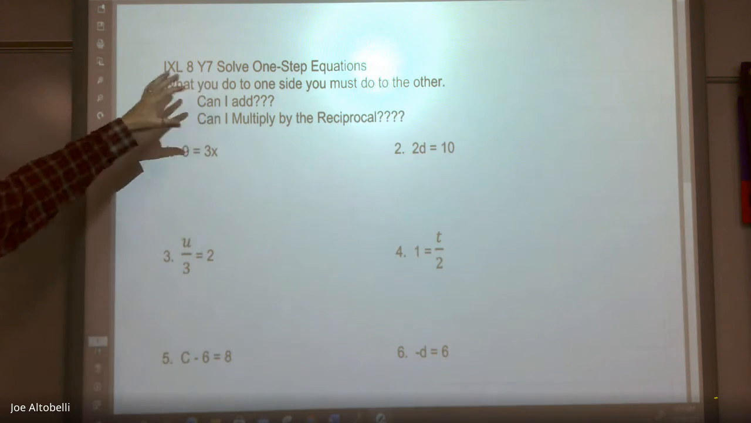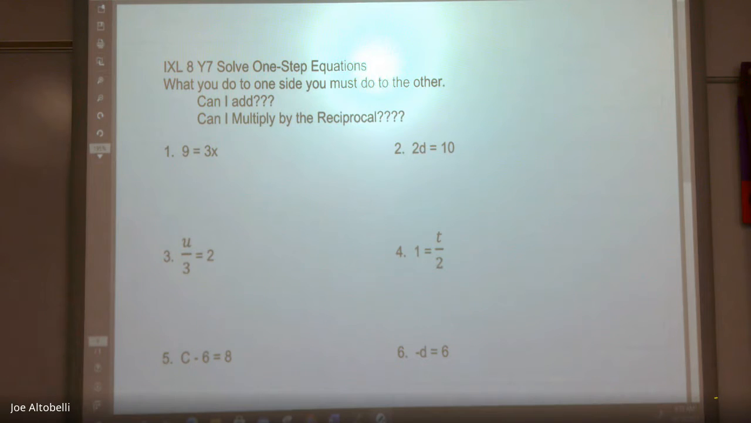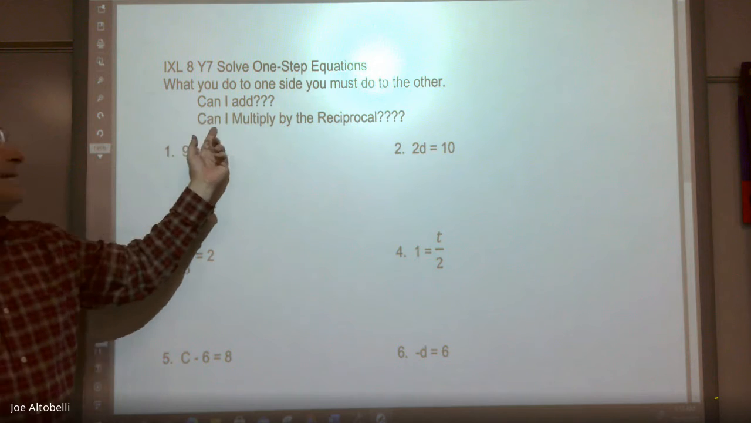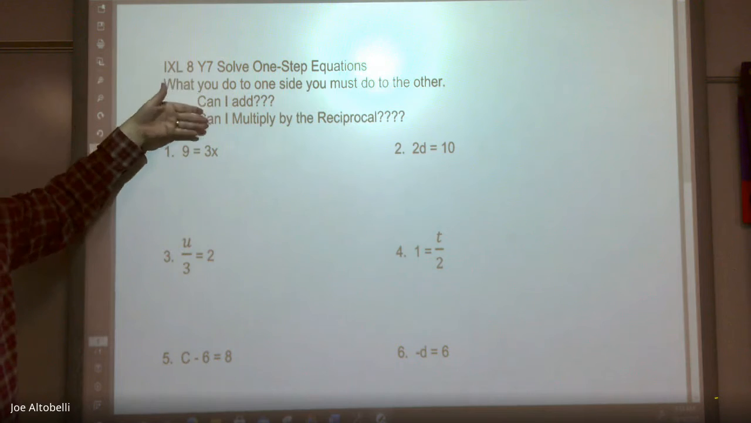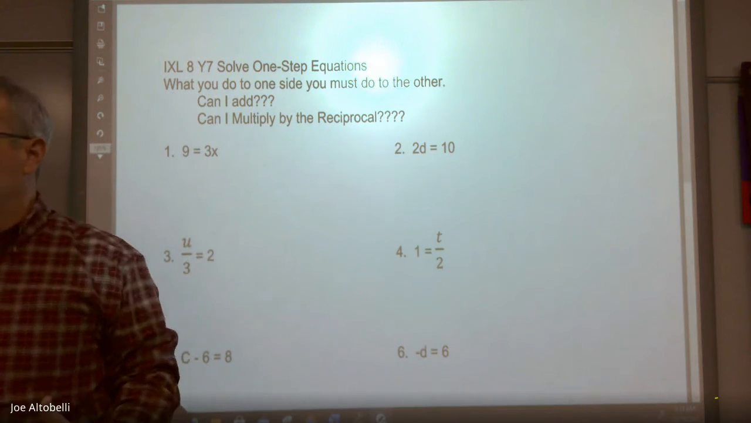So this is a little bit different, but this is what you're asking yourself when you're looking at these problems. First of all, remember what you do to one side, you must do to the other, right? And we're showing our work. So when you're doing your IXL today, you're going to have to do it on a separate sheet of paper. You're going to write the problem down. You're going to show your steps, get the answer, move on to the next one. Okay? So can I add, or can I multiply by a number or multiply by the reciprocal? This is basically what you're asking yourself on each problem.